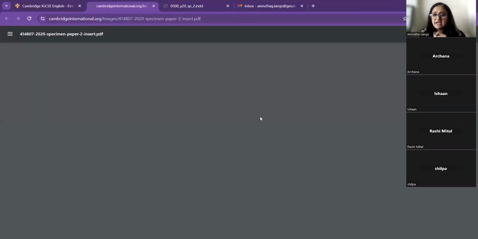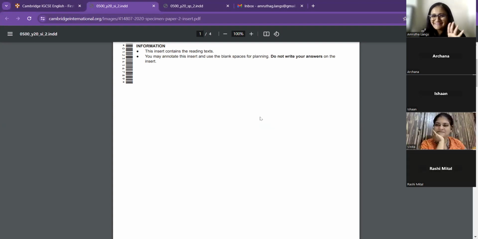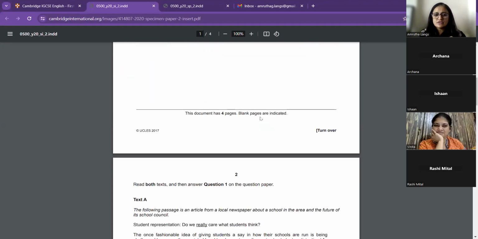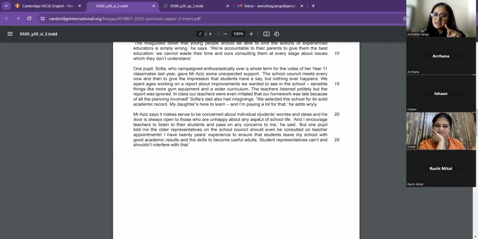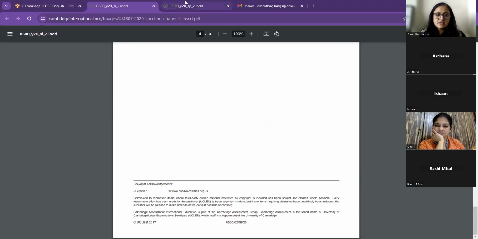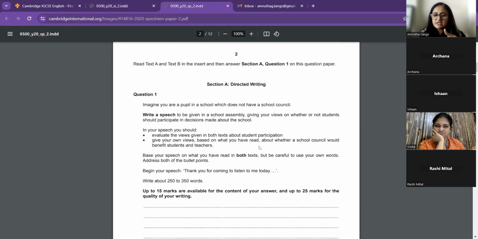Even if it is essay writing, you don't get essays like write a letter to your friend describing how your holiday was. It's not like the typical Indian board papers. You will get a separate insert wherein you have to read the text again. Text A, text B, again it's given here. And you have to write here. What is it that you're writing?